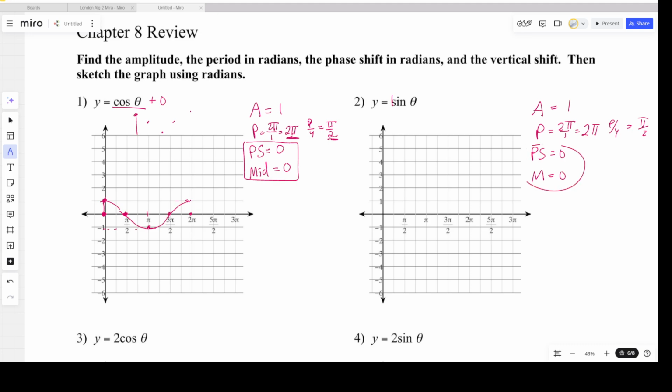So I'll start by plotting this point. Then I'll go up and down by the amplitude. And then I'll go over by 2 pi. My little box. And then I'll put in those quarter periods. Because it's sine, I know it starts in the middle and goes high like that. So I start in the middle, go high, middle, low, high, then curve it in.